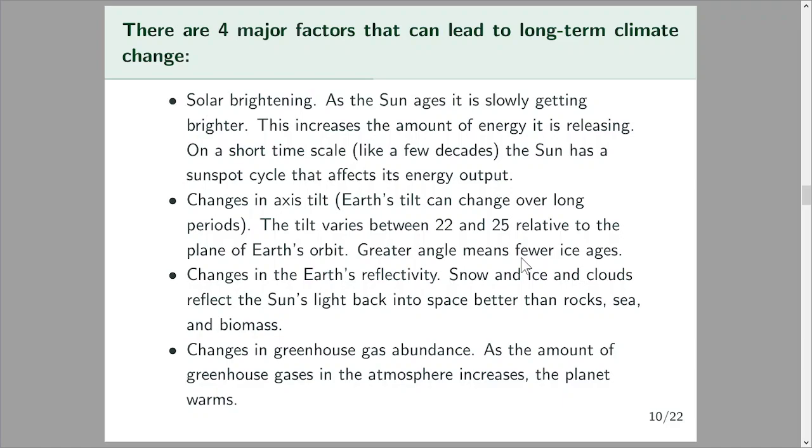So let's talk a little bit about climate, since we're talking about the atmosphere. There are four major factors that can lead to long-term climate change. They're basically solar brightening. It turns out as the sun is aging, it's slowly getting brighter. This increases the amount of energy it's releasing. Also, on a shorter time scale, the sun goes through a sunspot cycle in which its energy output is varying slowly by a percent or so.